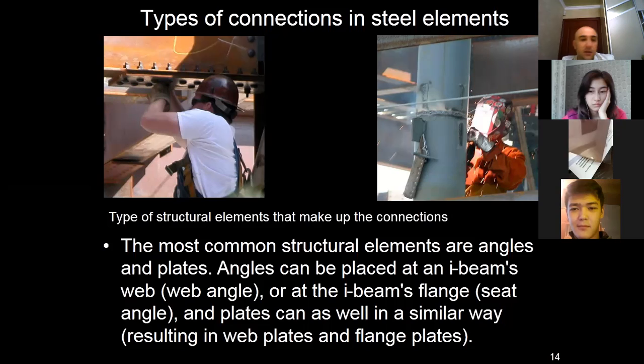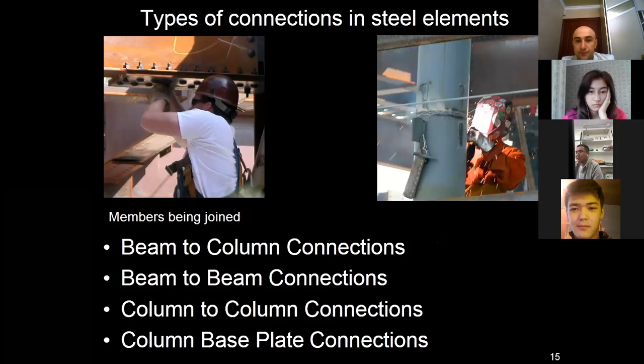So you see that it can be web angles, it can be seat angles, it can be flats, plates, and so on. So many steel elements can help us create the right designed connection, the right designed joint, which will carry the designed loads.